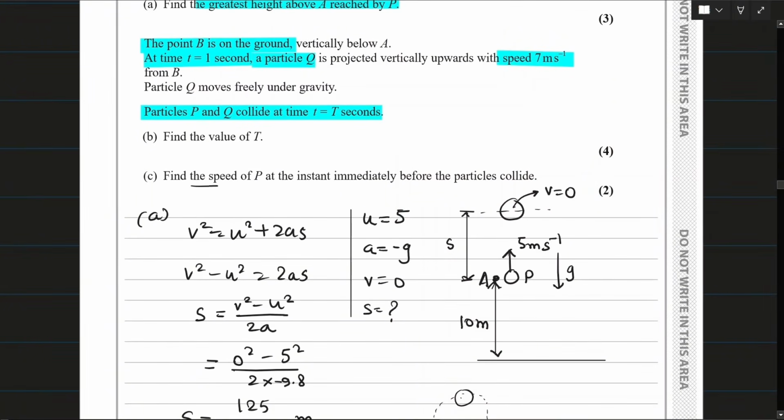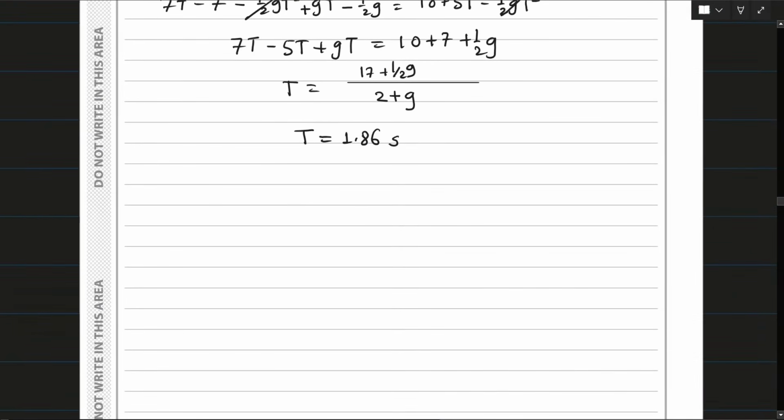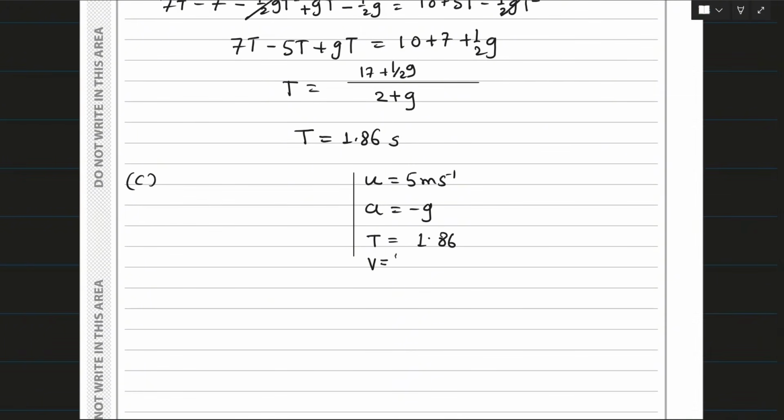In part C, we have to find the speed of P at the instant immediately before the particles collide. We already know the time at which the particles collide. We just have to find the velocity of the particle P before the collision. So in part C, we will consider the information we know. The initial velocity for particle P is 5 meters per second. The acceleration for particle P is minus g. And the time at which particle P collides with particle Q is 1.86 seconds. We have to find the final velocity. The acceleration is constant, so we can use the constant acceleration formulas.